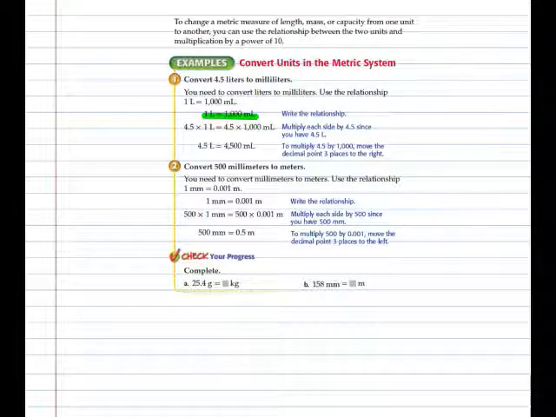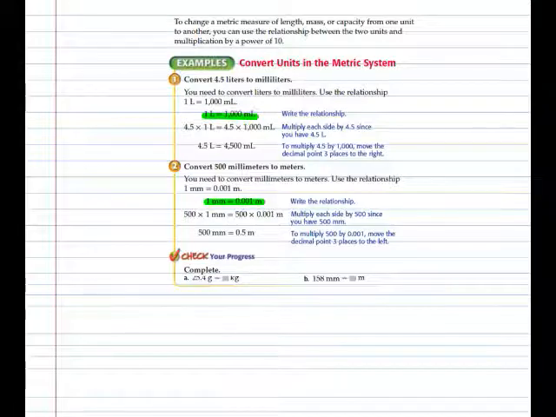In my second example, I'm using the relationship that 1 millimeter equals 1,000th of a meter. I then take my 500 millimeters times the 1,000th, 0.001, and my result is 0.5 meters.